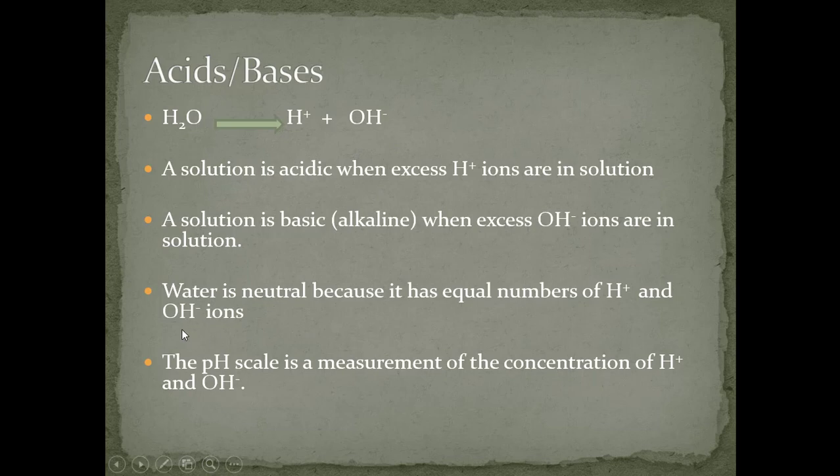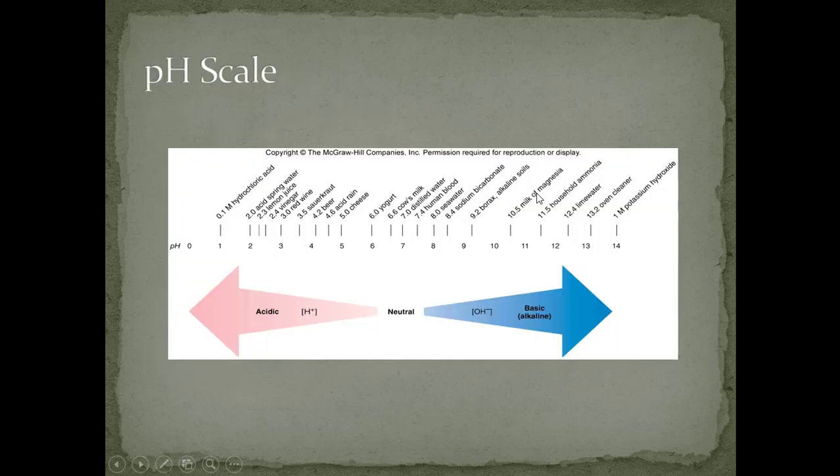Water is neutral because it has equal numbers of H plus and OH minus ions, so it tends to be a pH of 7, which means it's neutral. And the pH scale is a measurement of the concentration of H plus and OH minus. And here's some of the different substances that are on that pH scale, with more acidic substances being over here, more basic substances being over here. Basic, another term is alkaline.